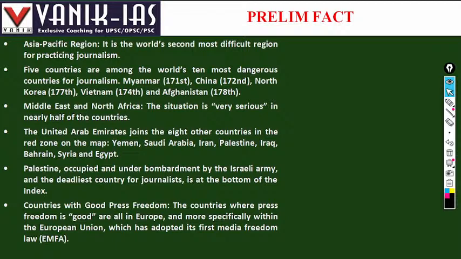Okay, so the United Arab Emirates, then the 8 other countries in the red zone on the map: Yemen, Saudi Arabia, Iran, Palestine, Iraq, Bahrain, Syria, Egypt. Palestine is occupied, under bombardment by the Israeli army, and the deadliest country for journalists is at the bottom of the index. Which one? Palestine, because journalists' lives are under threat.